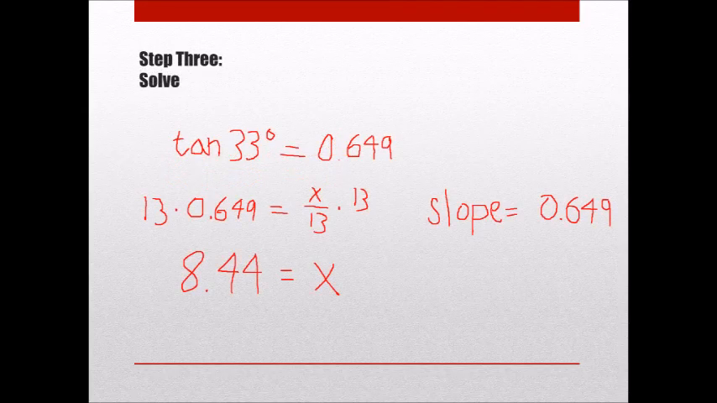This step is almost just as easy as before. Now we just solve this equation with simple algebra skills. However, we do need a calculator to find the tangent of 33 degrees. Then, we multiply that number by 13. So we have our missing number, which is 8.44 feet. The slope is either 8.44 over 13 or just 0.649.